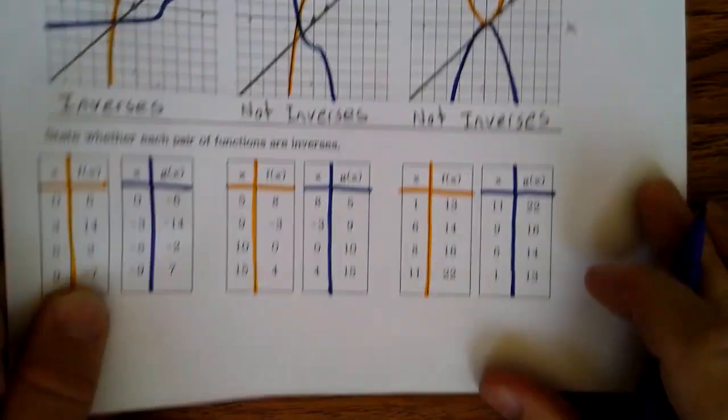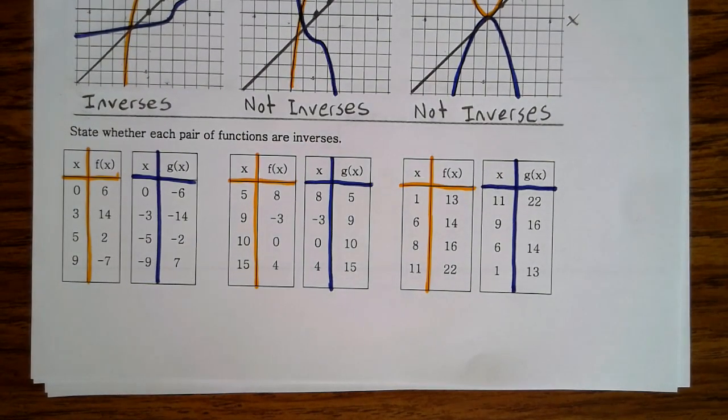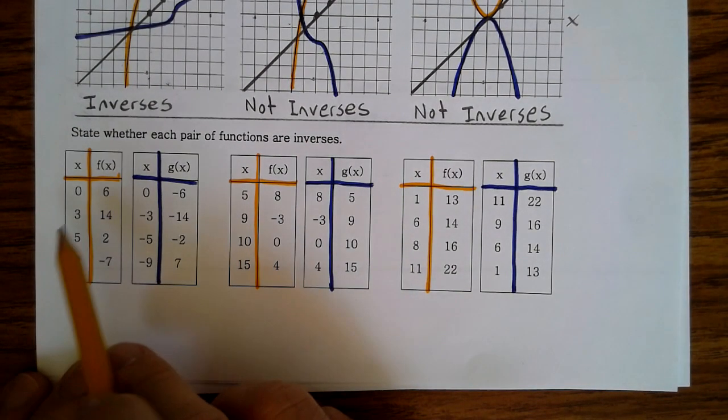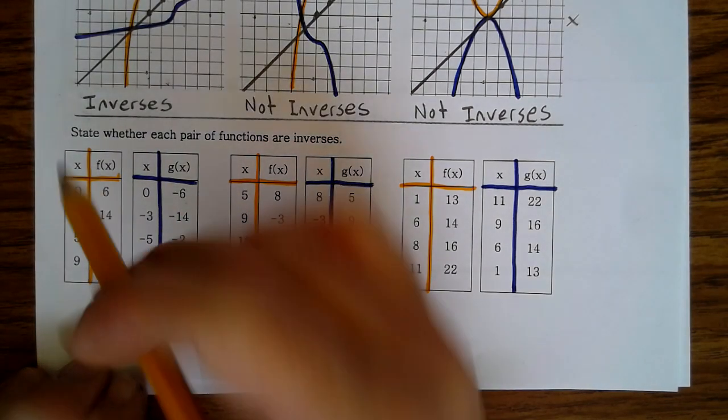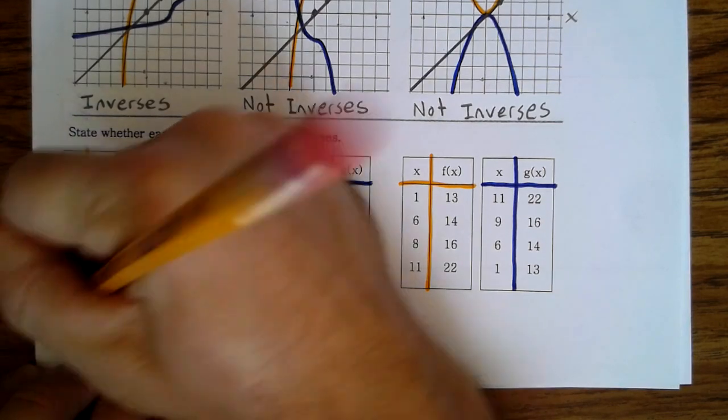All right, now the key with tables is really simple. If it inverses, the x and f of x swap. So if this is an inverse, then in g of x, we should see 0, 3, 5, 9. We don't, so they're not inverses.